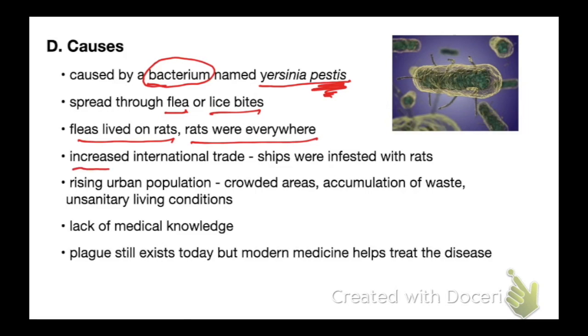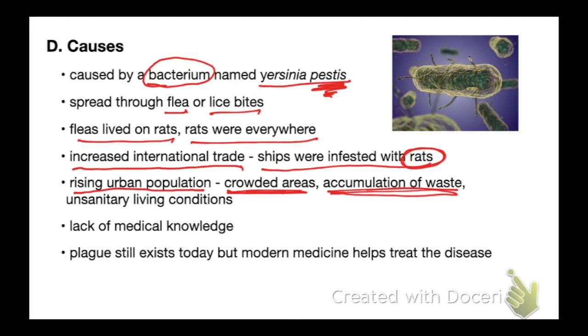There was increasing international trade. I showed you all those trade routes on the map, and ships were infested with rats. So that's how this thing is spread. Plus, there was a rising urban population, crowded areas. Human waste would build up and animal waste would build up. So the place was dirty and unsanitary.